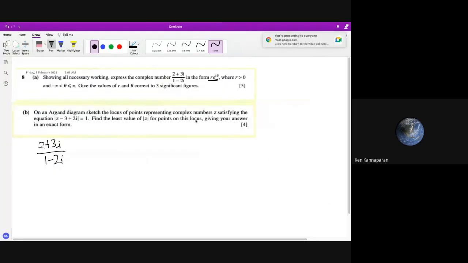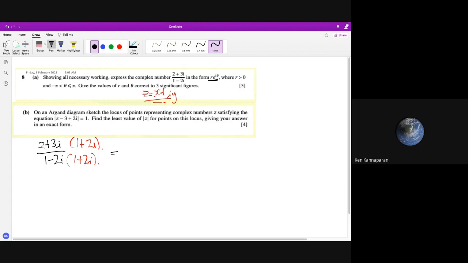Okay, so first of all, if you have a question like this, try to multiply with the conjugate at the bottom and then change it to the real and imaginary form, x plus iy. So in this case, 1 minus 2i, I have to multiply by 1 plus 2i. Do the same thing. Multiplying by the conjugate at the bottom will rationalize the complex number, and from there you will get it in the form x plus iy.